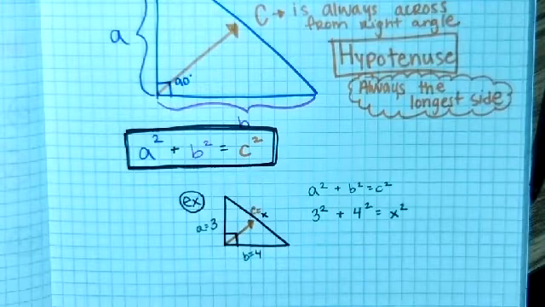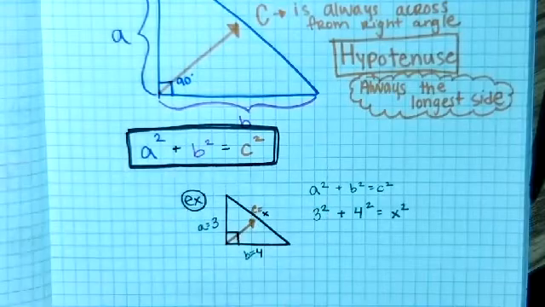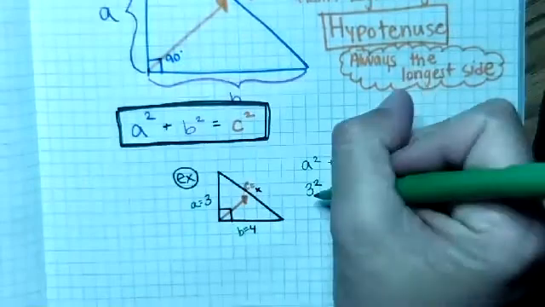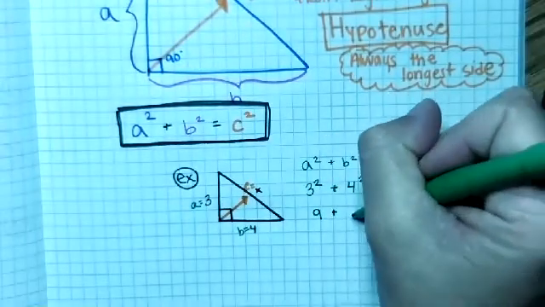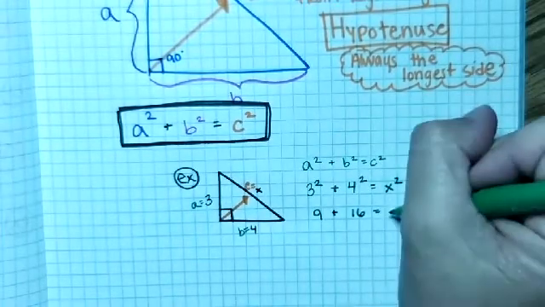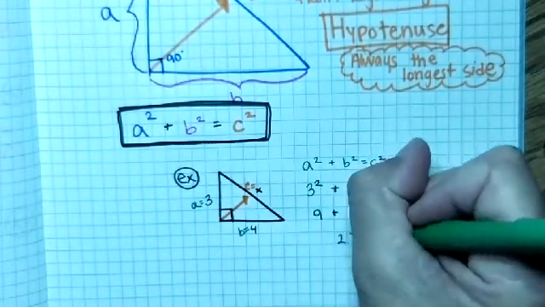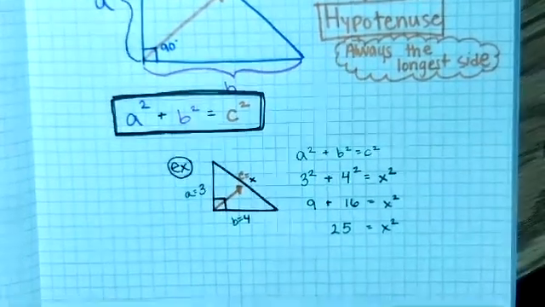And now we square things. Now remember what square is. Square is 3 times 3, twice. It's not 3 times 2, it's 3 twice. So that's going to be 3 times 3 is 9, plus 4 times 4 is 16, equals, we can't do X times X, so I'm just going to leave it as X squared. And then we have 9 plus 16, which is 25, equals X squared.